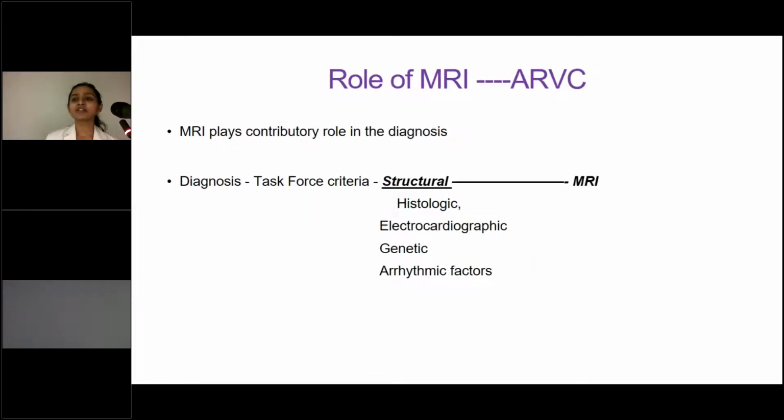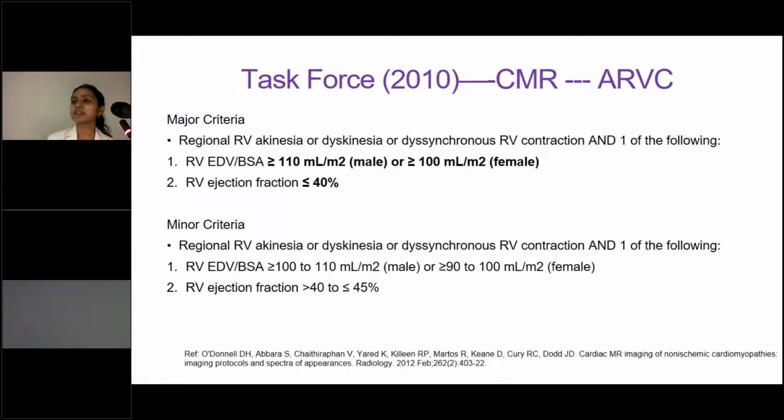The diagnosis of ARVC is difficult because no single modality is specific enough for its diagnosis, and therefore a complex set of criteria have been brought together to form the task force criteria. It includes a number of parameters including structural, histologic, electrocardiographic, genetic, as well as arrhythmic, and each of these parameters has been divided into major and minor criteria. The diagnosis of ARVC requires the presence of 2 major, 1 major and 2 minor, or 4 minor criteria.